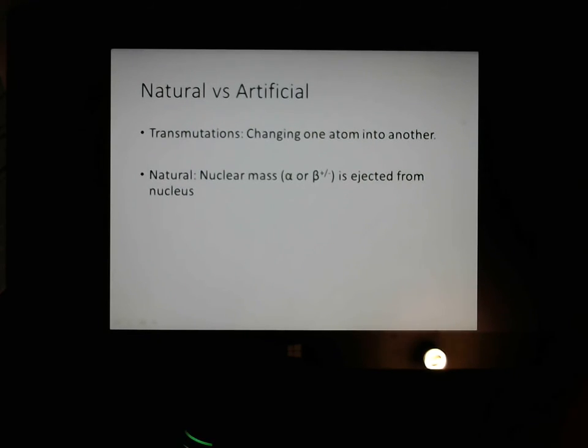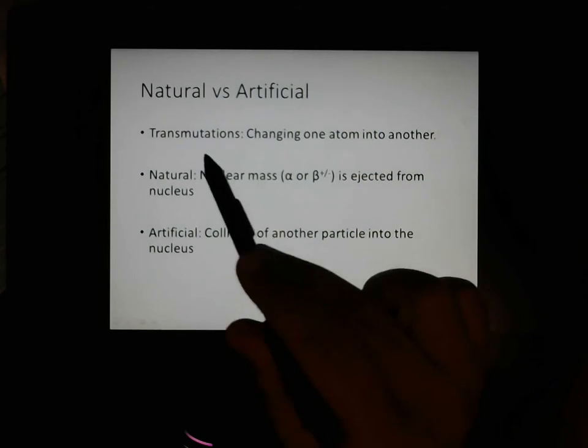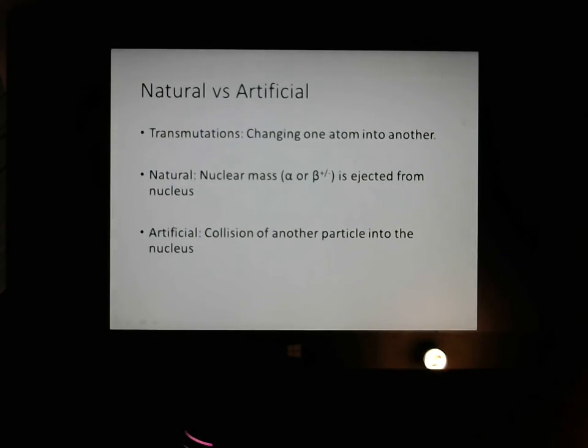Essentially. And I say that because we haven't got to calculating masses yet. Artificial transmutation, though, involves us starting a reaction by shooting another particle into it, and so then that causes the change. So you do have to be able to say, well, they are similar because they both involve transmutations, but the natural one involves ejection, while the artificial involves insertion.